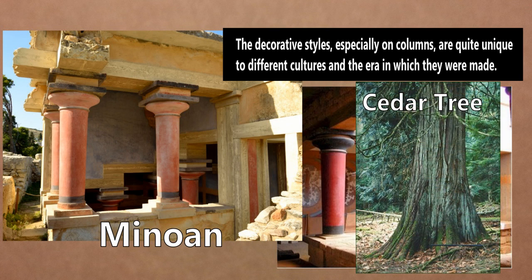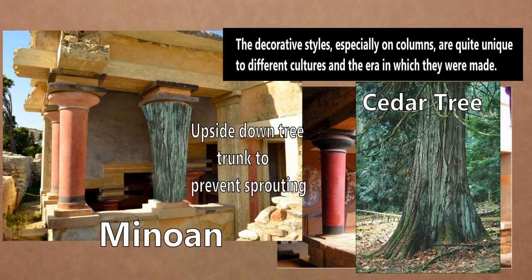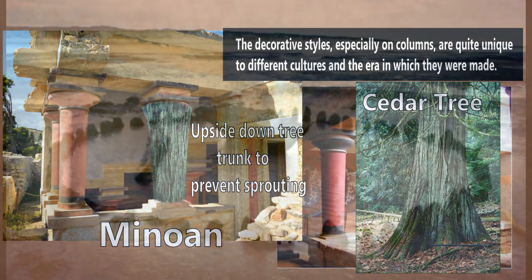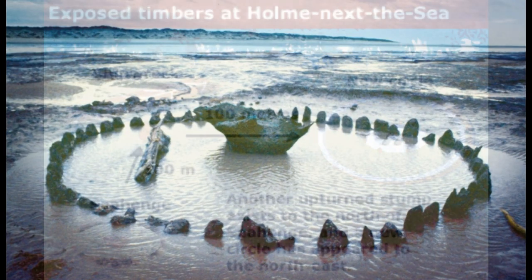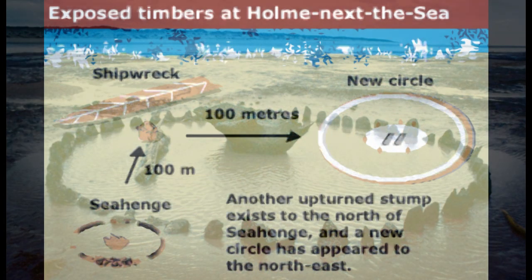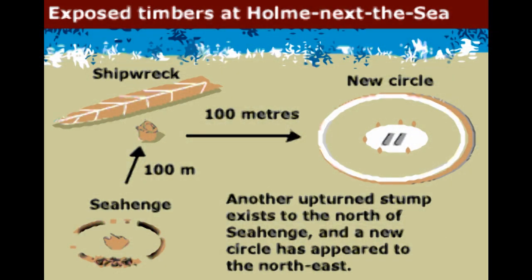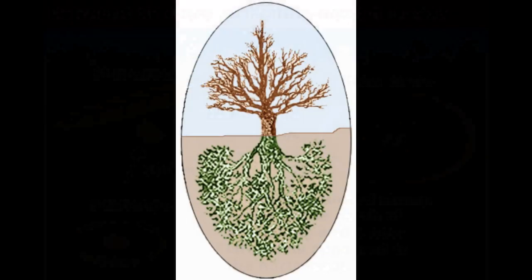Narrow at the bottom, thicker at the top, generally thought to represent an upturned tree trunk. For instance, I mentioned the Doric being like a normal tree trunk, but Minoan is upside down. Seahenge in England, which is not just Seahenge 1, the upturned tree, but they seem to be arranged around a central upturned tree trunk.